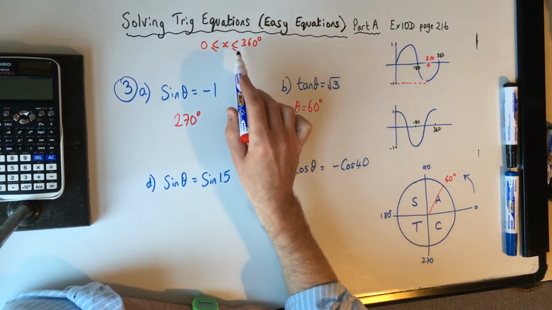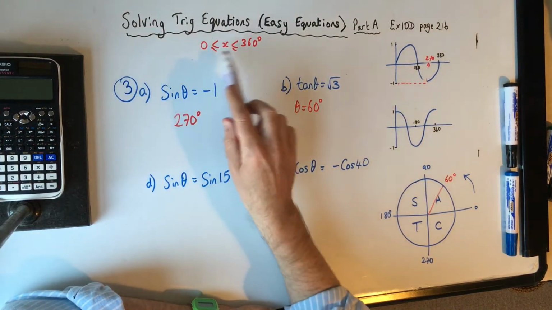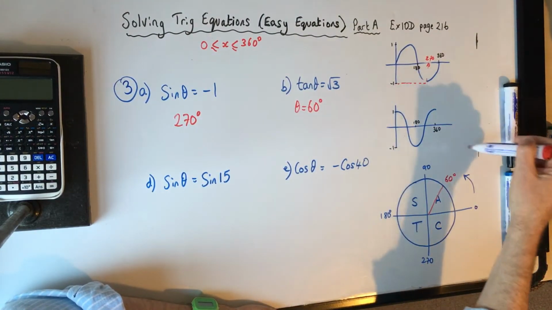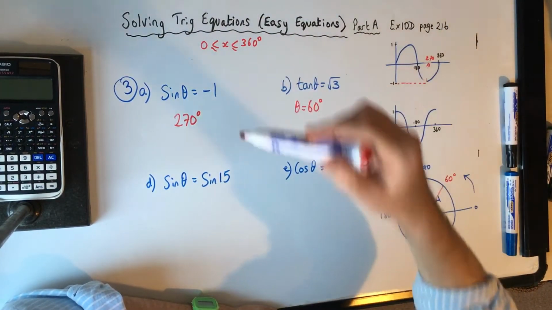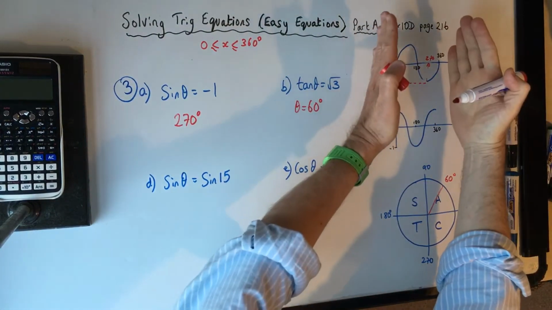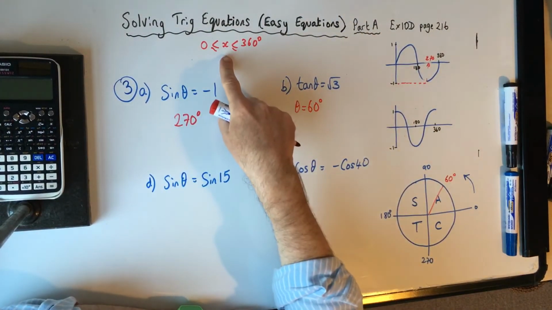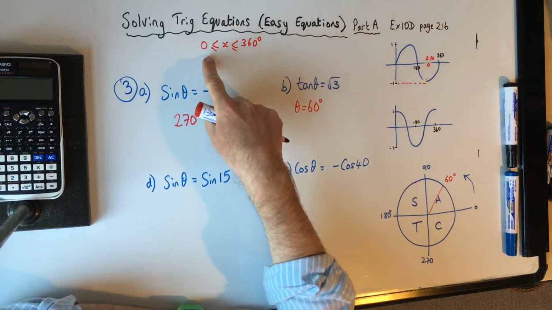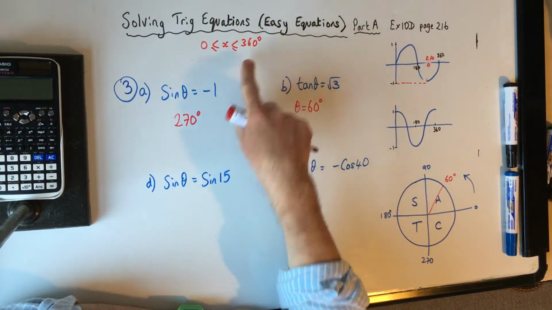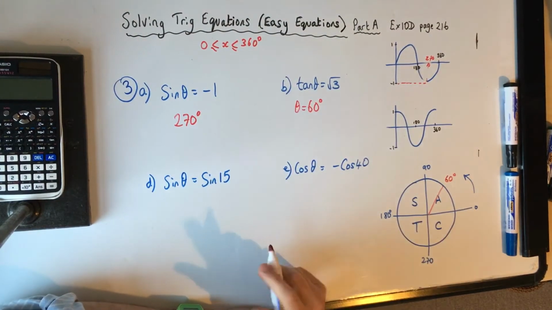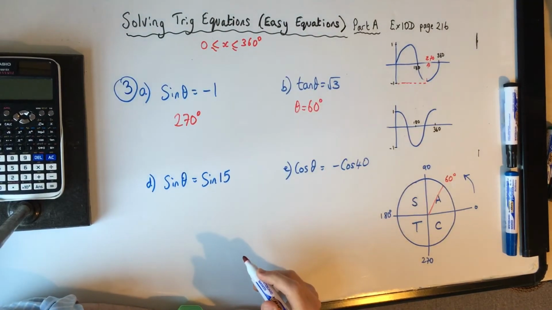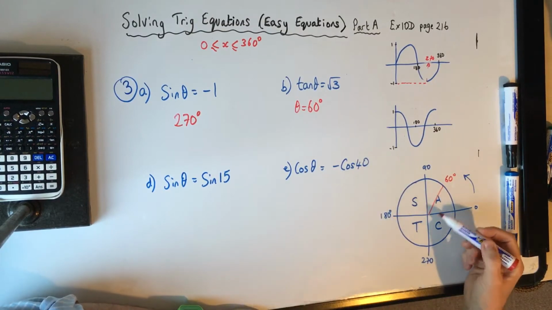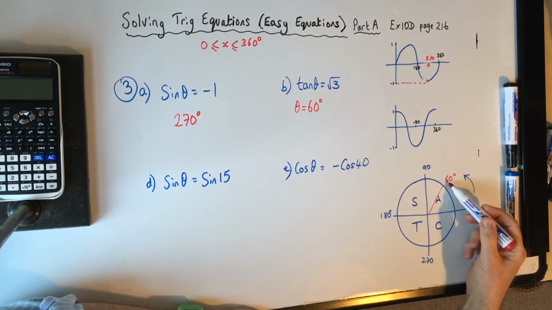The question now says solve within a range, because these waves go on to infinity in both directions, and we just want to look at the values within a particular range. Currently the ranges in the textbook in these questions are between 0 and 360. That's going to change, but for now 0 to 360 is a very common range to be asked to supply answers in. So 60 degrees is there.